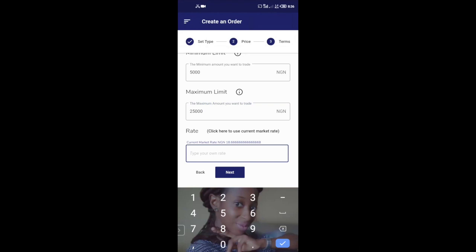Why this particular aspect of it is because you get to determine what you use as your rates, okay? Now the market, which is 18 Naira 60 kobo, that is the current market rate now of that coin. All you just need to do once it brings this icon out is to click on the next button.